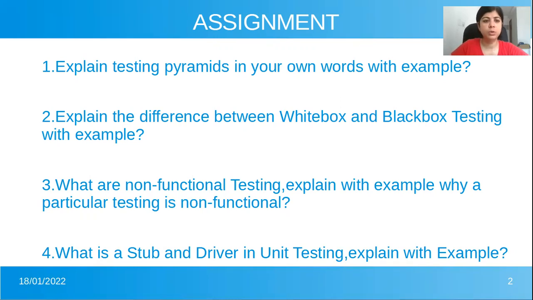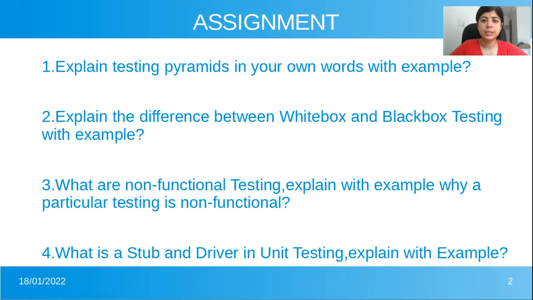So the second question is, explain the difference between white box and black box testing with example. As the name suggests, black box testing and white box testing are two different types of testing. In black box testing, the code is not visible to the tester. The tester just needs to put the input to a particular feature and check the output. In between, whatever code is written, he has no idea about that. So this is basically black box testing.